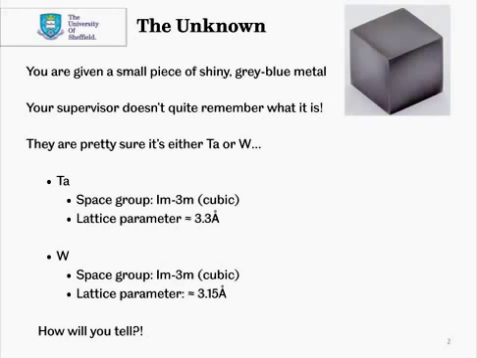Tantalum and tungsten both have a very similar space group, Im-3m, both body-centered cubic, and the lattice parameters are quite similar as well: 3.3 angstroms for tantalum and around 3.15 angstroms for tungsten. So how are you going to tell what this metal is?